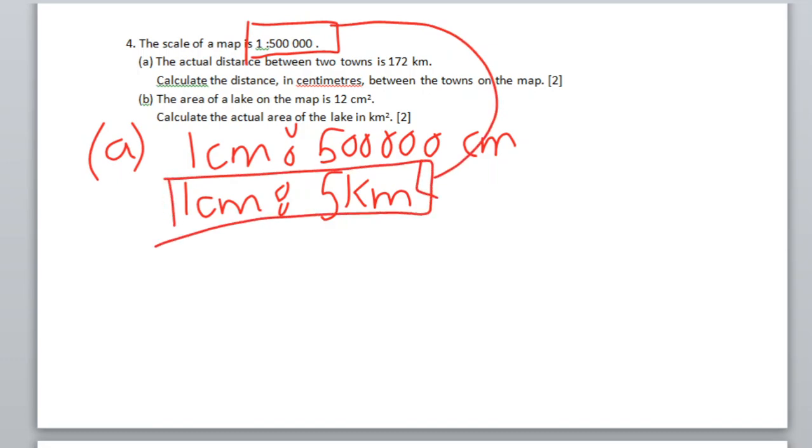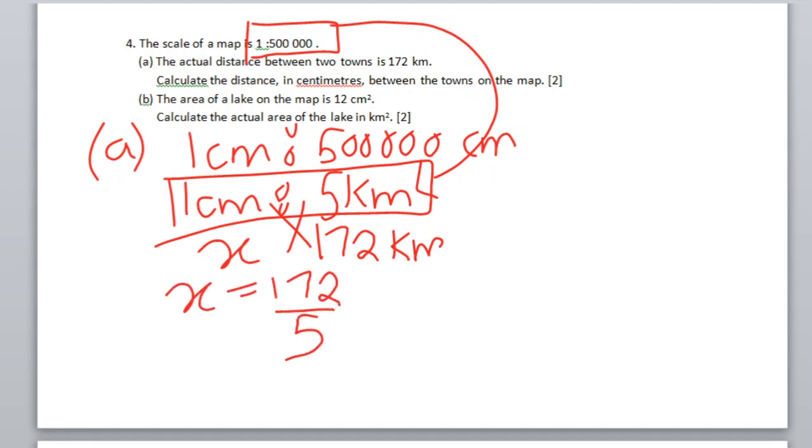Actually, it's the same scale. I've written it in a different manner. So now 1 centimeter represents 5 kilometers, then x centimeters would represent 172 kilometers. Simply cross multiply and get your answer. So x will be 172 divided by 5, which gives us 34.4 centimeters.